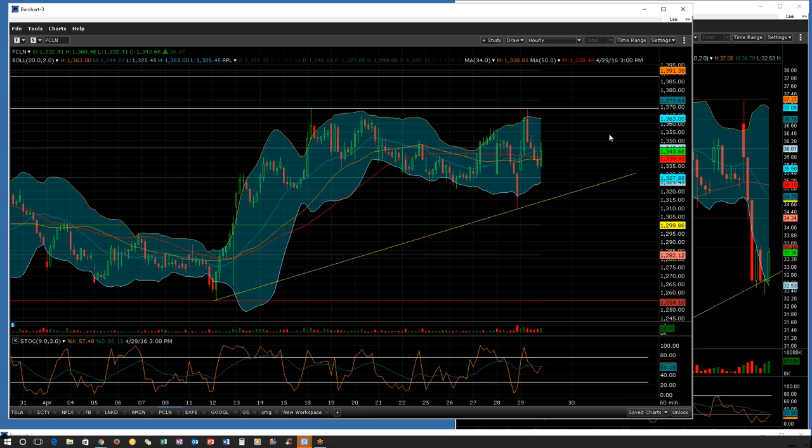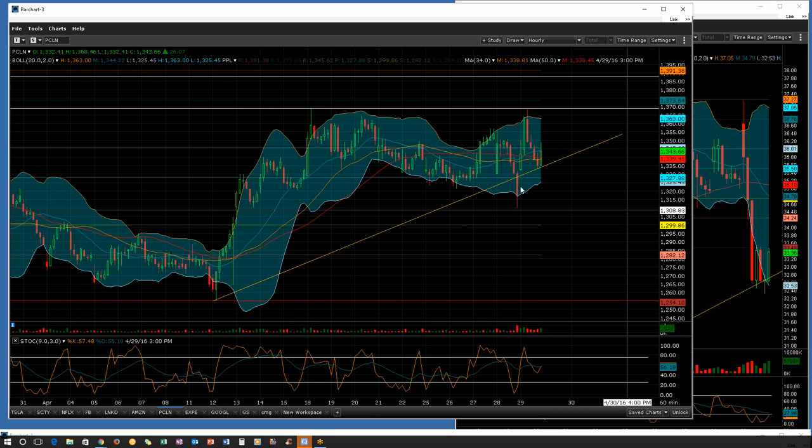I wouldn't do it like that. I would do it more where I am getting maximum traction on the points. I'd do it like this, or even this. There. Lower end of the Bollinger, 1327, right? 1327. You don't even have to look. Upper end of the Bollinger, 1363.